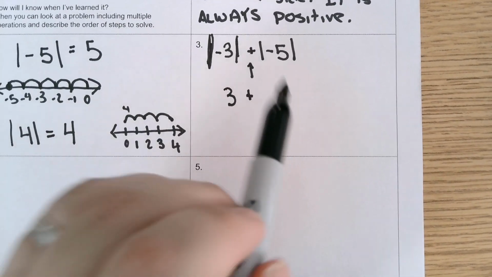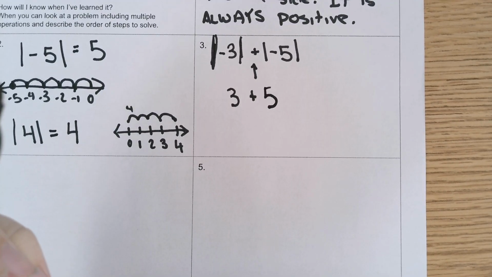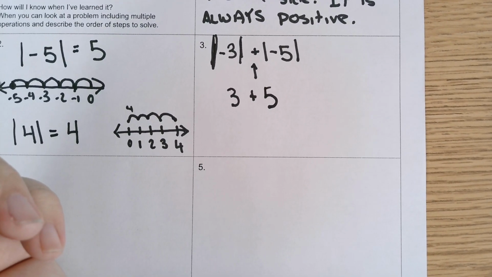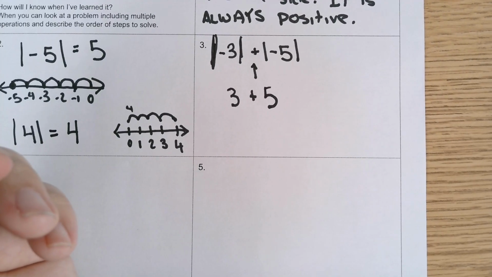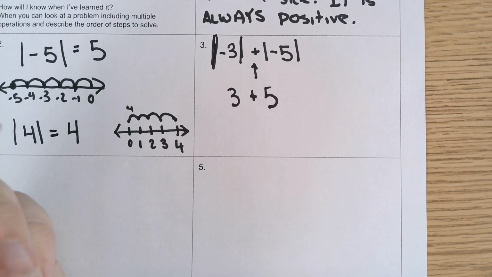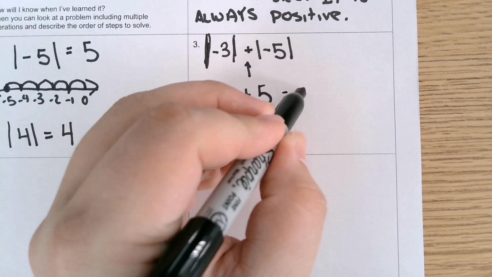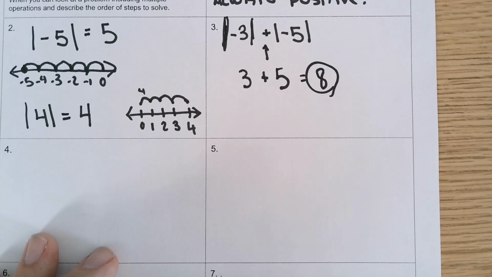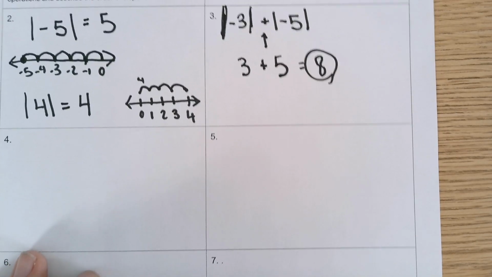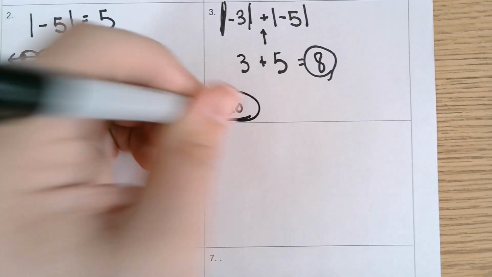The absolute value of negative 5 would be 5. Because again, when you're taking the absolute value of just a single number, 99 times out of 100, it's just going to be the positive version of that number. If you wanted to draw the number line, you could. And you do 3 plus 5 equals 8. That would be the I do. This was the I do in our class. Okay?